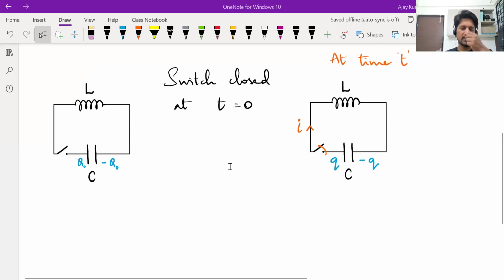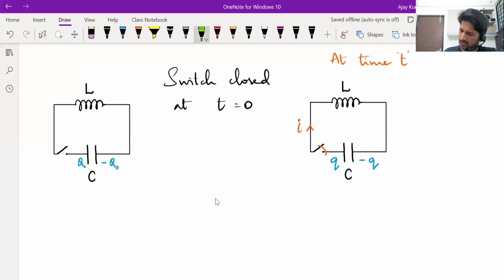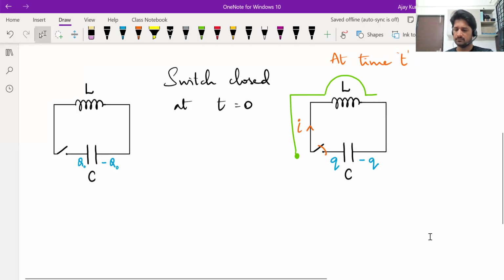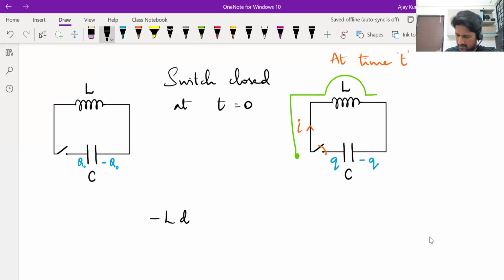Sir, we can do KVL over here. Correct. KVL. Okay. So what we are going to do is we will start maybe from this point and move clockwise. First, we are moving across the inductor. Isha, tell me, how do we write potential change across an inductor? Minus L dI by dt. Correct. Minus L dI by dt if you are going in the direction of current. Correct. That's how we are going.